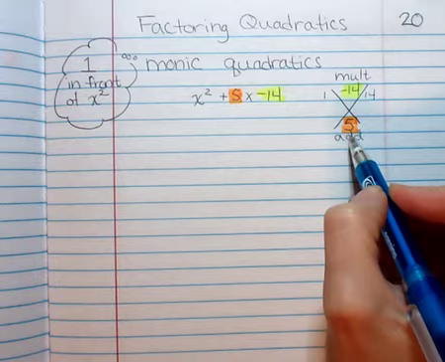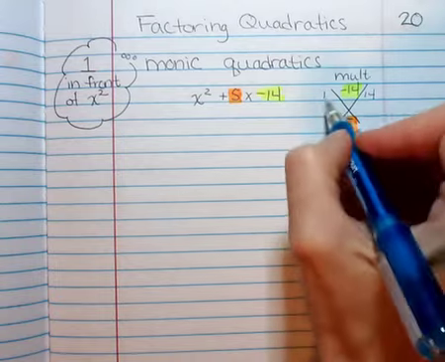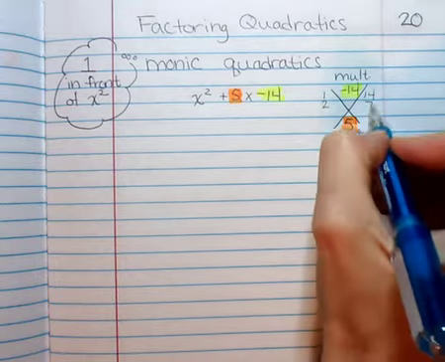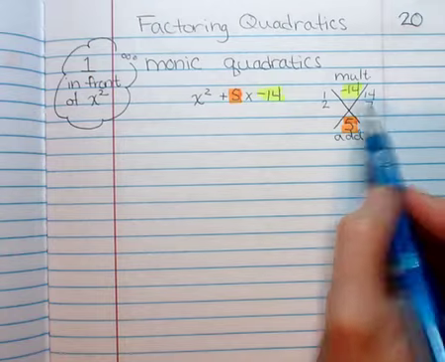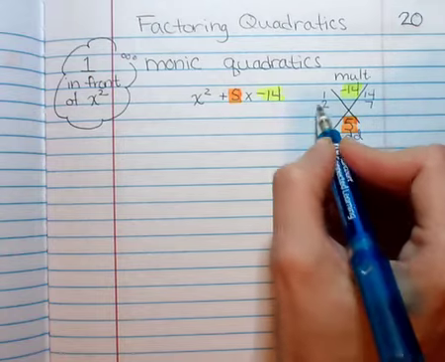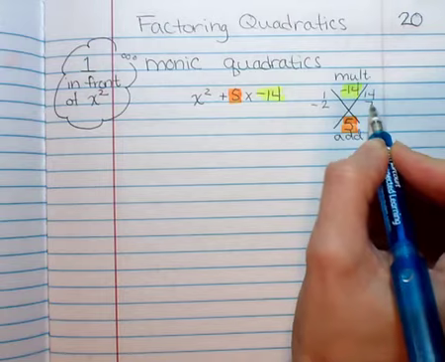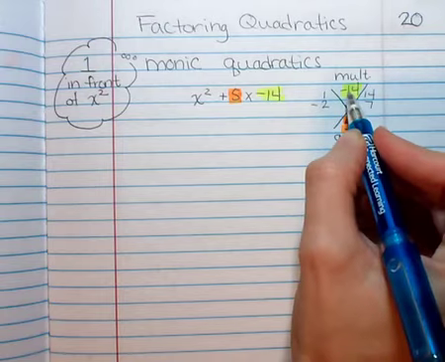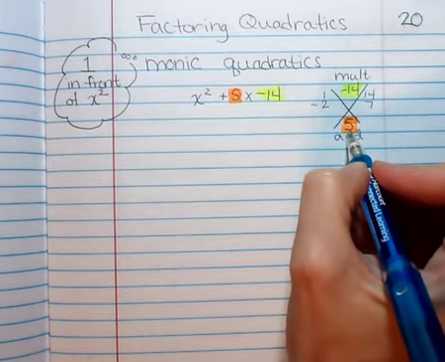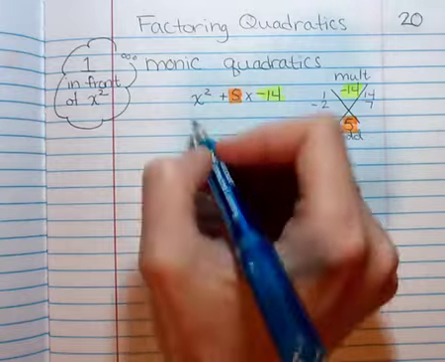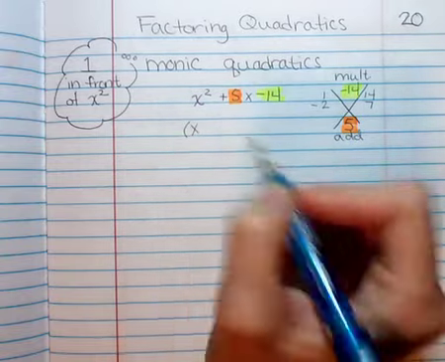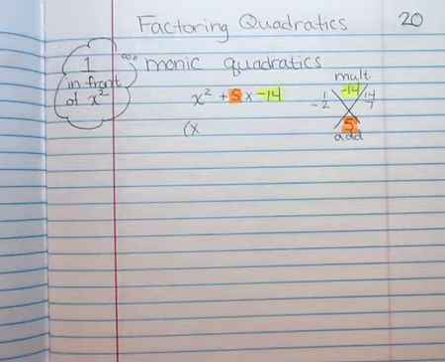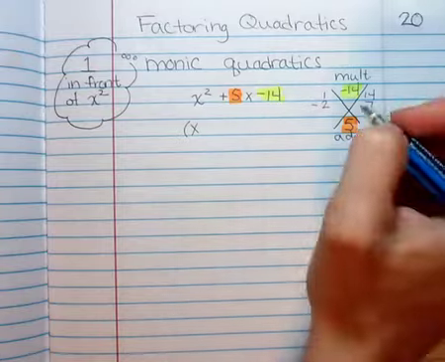That will not get us to a positive 5. 2 and 7. If we use a negative 2 and a positive 7, that will multiply to give us negative 14 and add to give us positive 5. And then don't forget that then we need to write our factors. So we're going to use the negative 2 and the 7 as our factors.